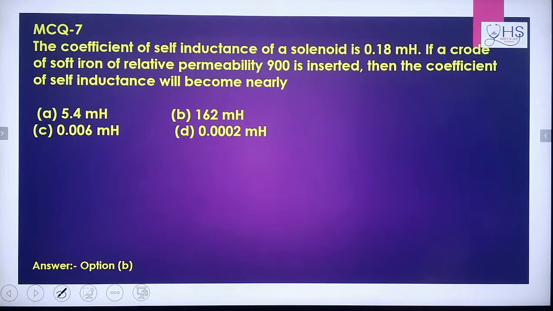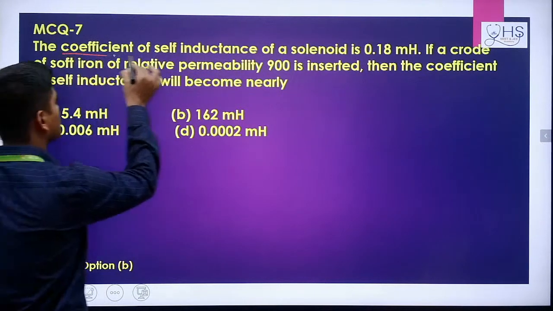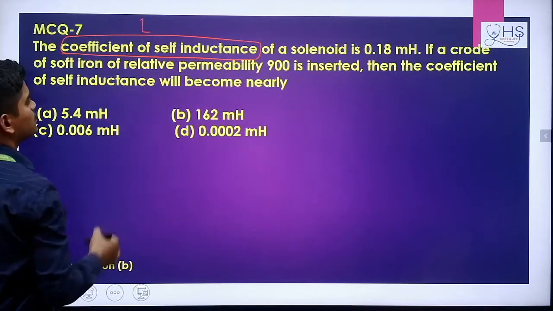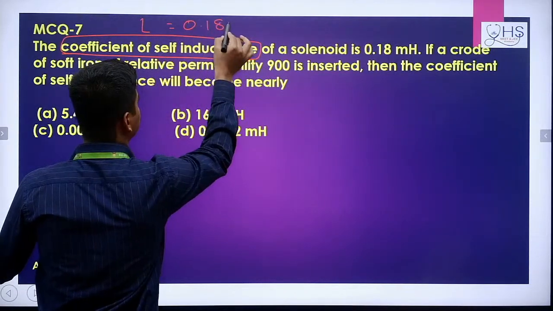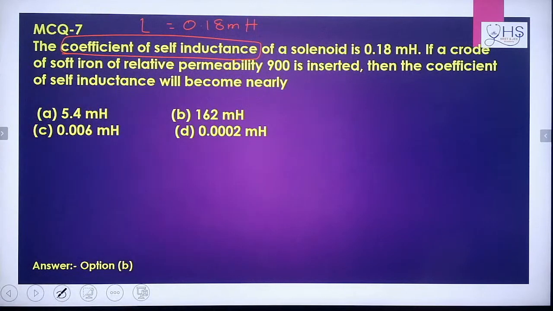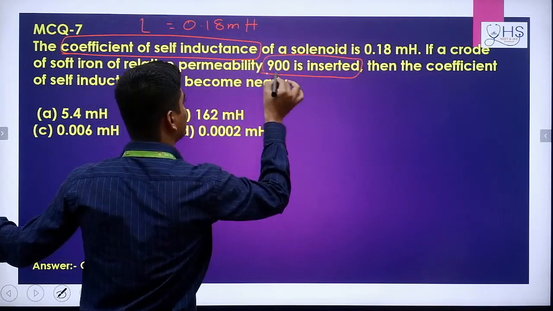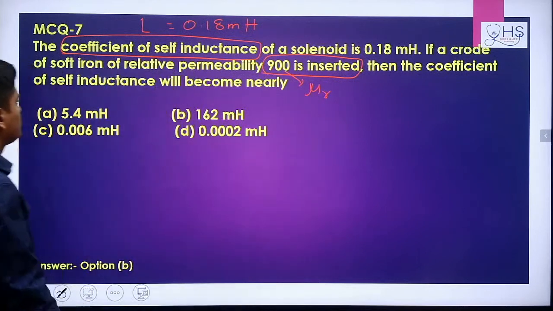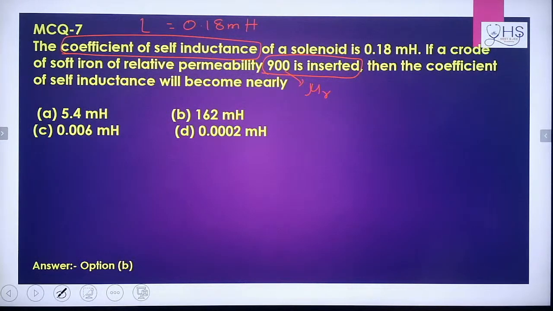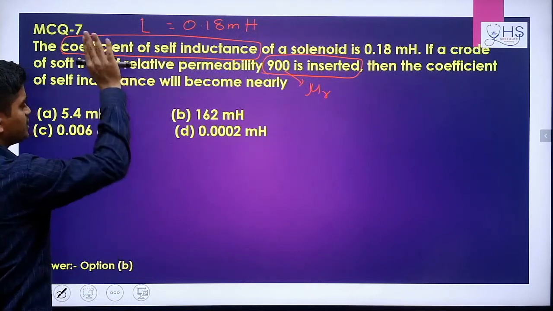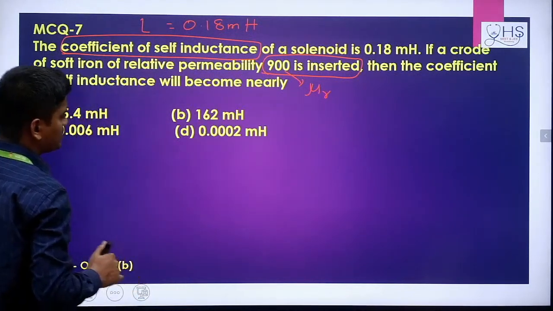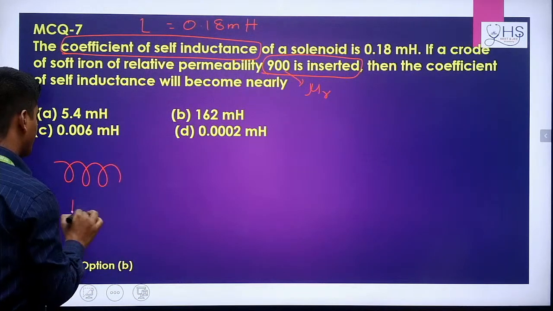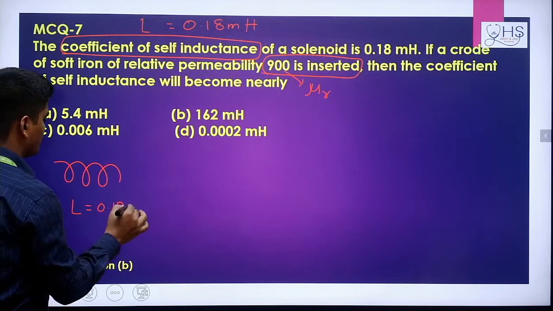Now see here, the coefficient of self inductance, that is, self inductance, same thing, L only, of a solenoid is 0.18 millihenry. So L is already given here. If a rod of soft iron of relative permeability 900, so mu r is given, then the coefficient of self-inductance will become nearly how much? Now the self-inductance of the solenoid is given. A solenoid is like this. It has a certain L value, and the L value is 0.18 millihenry.